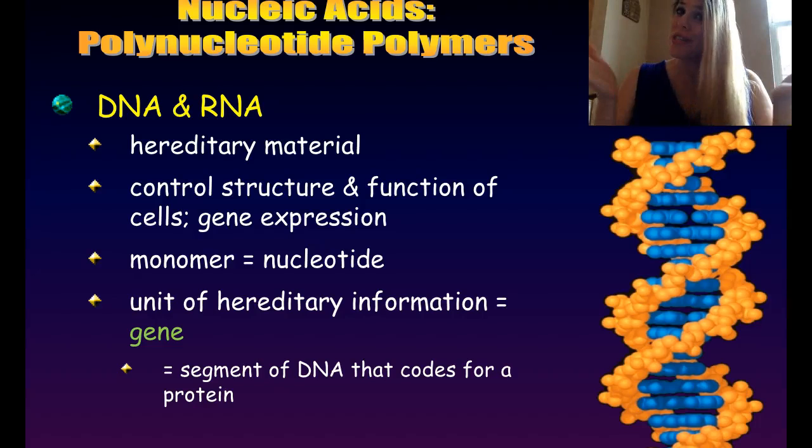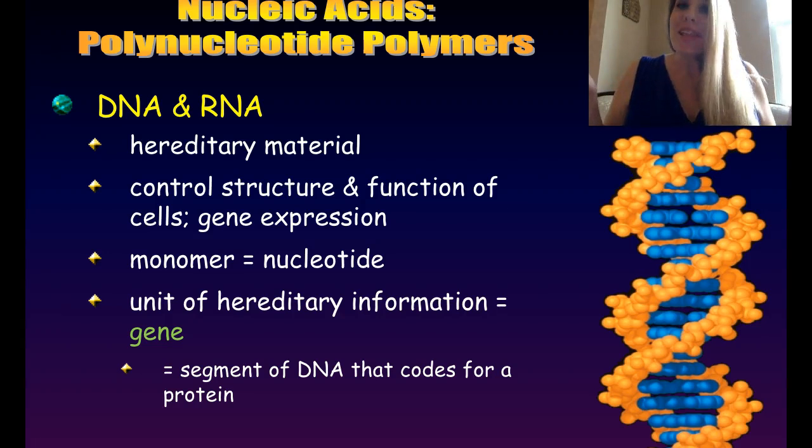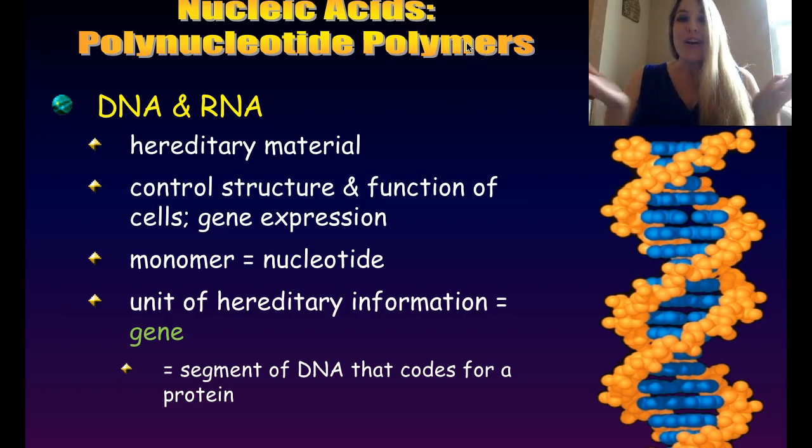Okay, last but certainly not least, we have to talk about the fourth compound of life, that being nucleic acids. And I say certainly not least because life on Earth wouldn't exist without these guys. This is our genetic material. So another way to think of nucleic acids is as polynucleotide polymers, because the polymer of nucleic acids is called a polynucleotide. Specifically, the most important nucleic acids we're talking about are DNA, deoxyribonucleic acid, and RNA, ribonucleic acid.